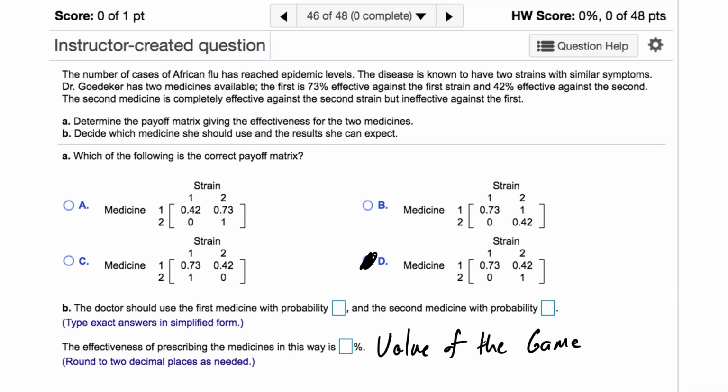So again, this example is not any different than any of the others. So start off by finding the optimal strategies for the doctor by looking first at what happens if it's strain 1. So that's going to be 0.73 and 0. And then find the expected value if it's strain 2. That's 0.42 and 1 as those x values. Have P1 and 1 minus P1 as your probabilities. Solve those, set them equal. That's going to give you this value right here, the probability with which the doctor should use the first medicine, and then subtract that from 1 to find the probability with which the doctor should choose the second medicine.